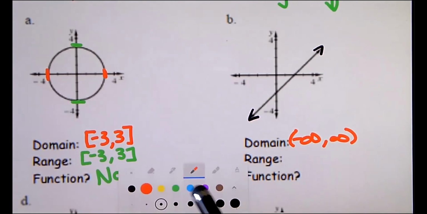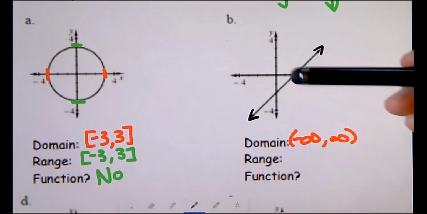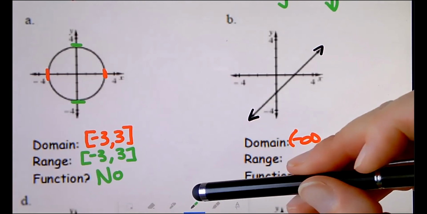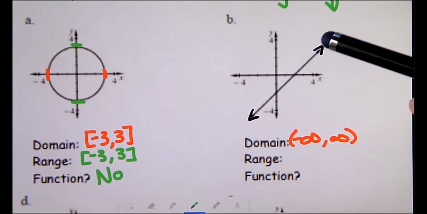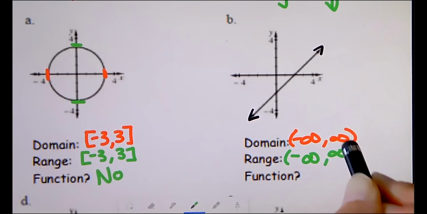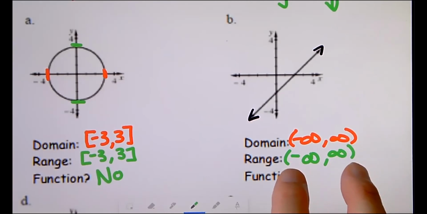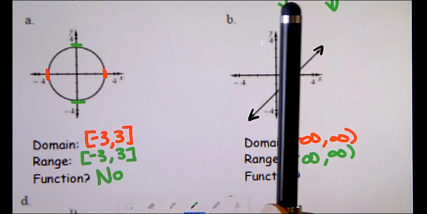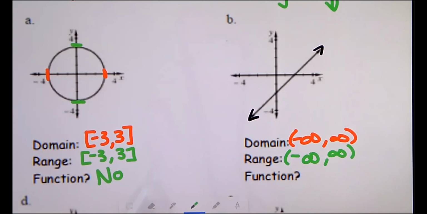Now range, that's your up or down. So how far down? Again, this is going to go down forever and ever and ever, so that's negative infinity. It's also going to go up forever and ever and ever, so that's positive infinity. Again, infinity, you never reach, open brackets. Is this a function? Yes, because as it goes across, it's only going to touch once no matter where it is. So this is yes.